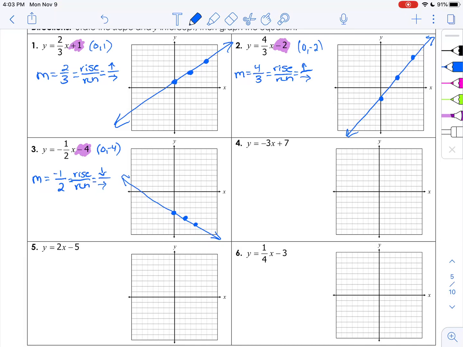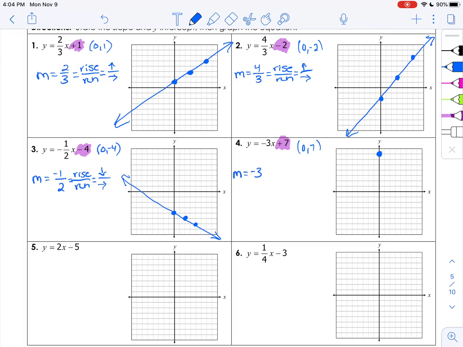Let's take a look at number 4. Number 4, our y-intercept is a positive 7. So that point is 0, 7. So starting at the origin, we're going to go up 7. Then our slope in this example is a negative 3.